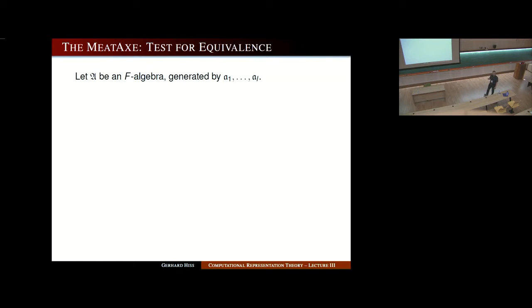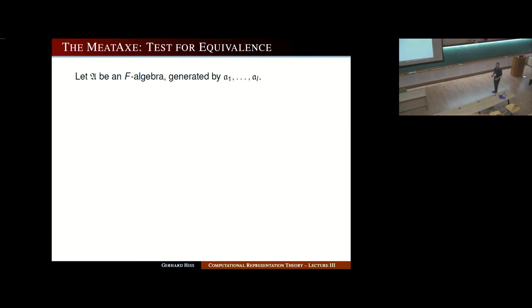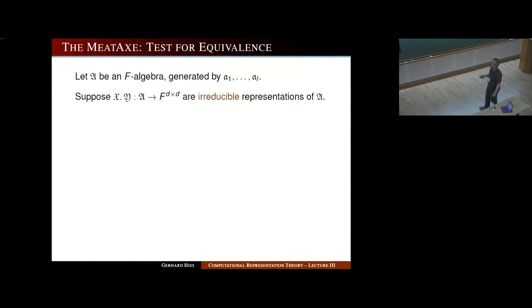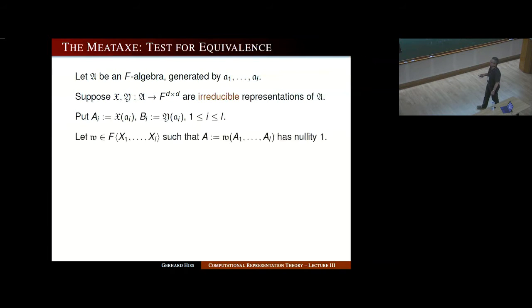Another thing you want to test is, when are two representations equivalent? This can be hard. If you have characters, you just look at the values and see whether they are equal. But finding matrices which transform one representation into the other can be hard. But you can still use this spinning algorithm under certain circumstances. Suppose you have two irreducible representations of an F algebra, which is generated by these elements. And then you have matrices in the first representation and matrices in the second representation for the generating elements.